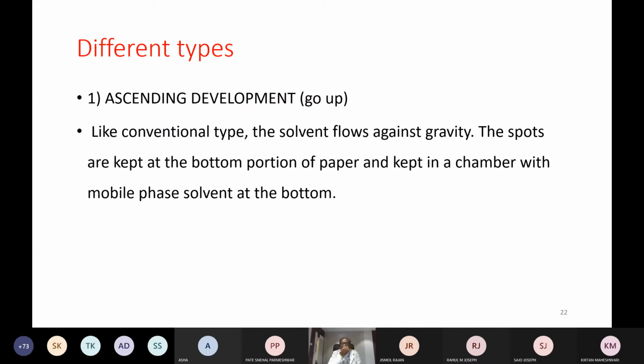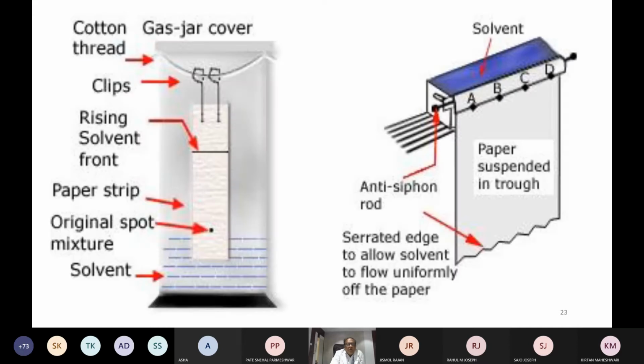The type that has been shown to you can be done by two methods. One is ascending development, which you have seen, where the solvent goes up. Like the conventional type, the solvent slowly flows against gravity, and the spots are kept at the bottom portion of the paper and kept in the chamber with the mobile phase solvent at the bottom. Like this.